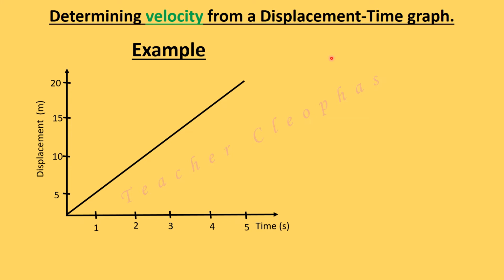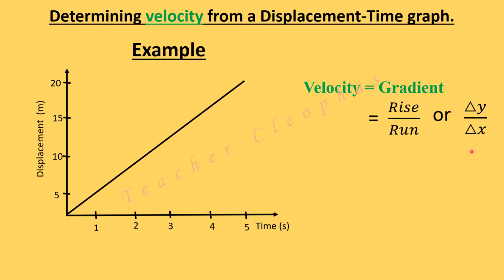So how do we get velocity from this graph? Anytime we want to get velocity from a displacement time graph, we simply determine the gradient. So velocity equals the gradient of a displacement time graph. Gradient is given by the rise over the run, or change in the y-axis over the change in x-axis.